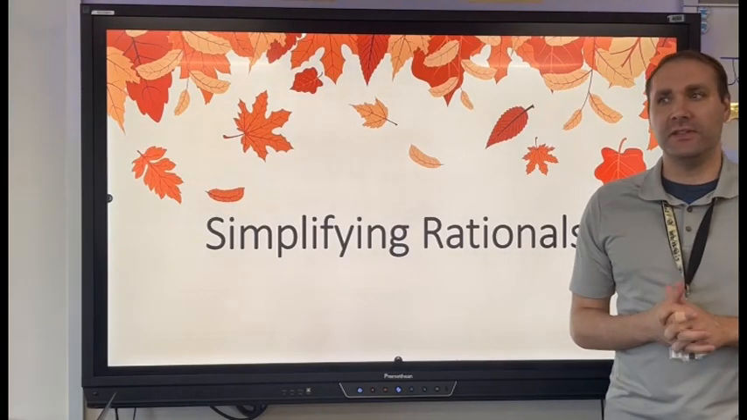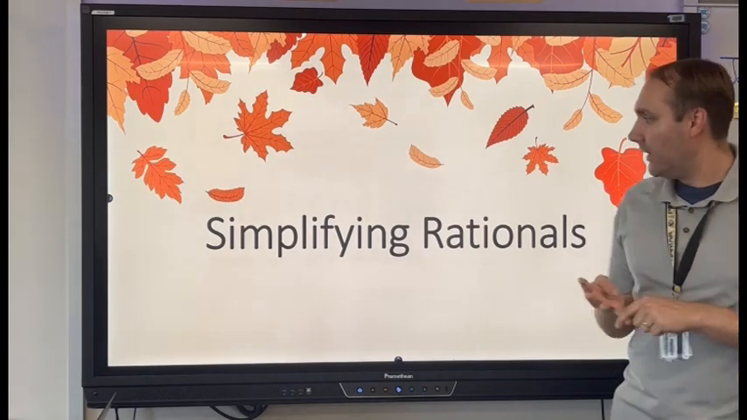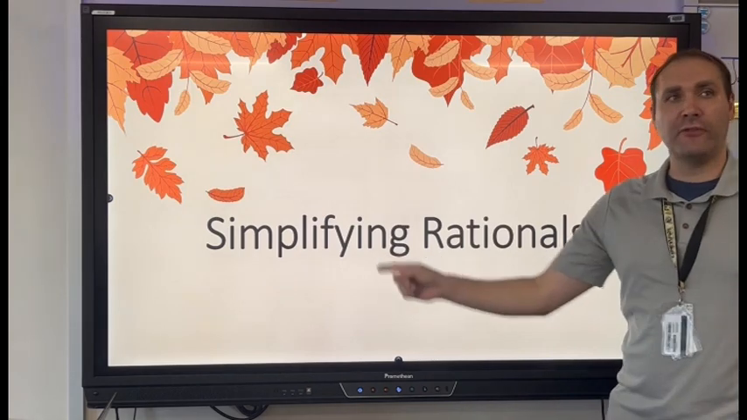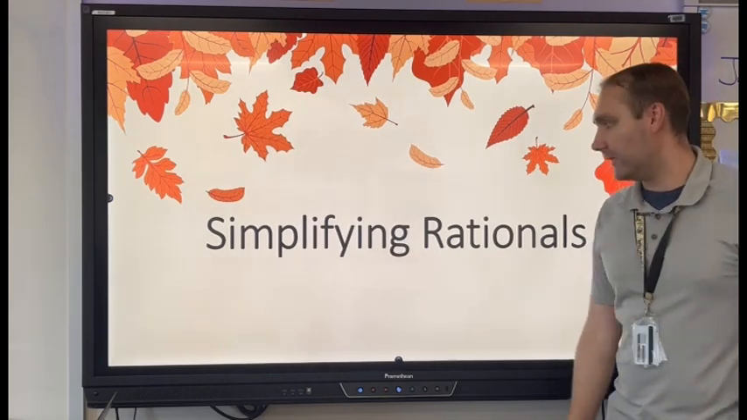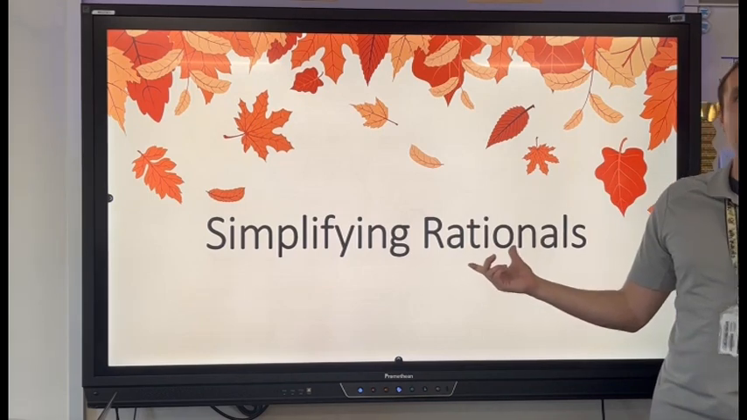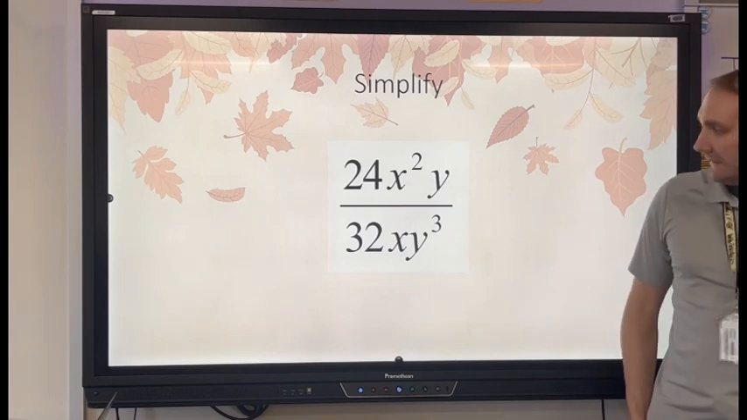Simplifying rationals, because this week we're going to look at adding, subtracting, multiplying, and dividing rationals. And again, once you do all those operations, what you want to do with all fractions is to simplify them. So this is probably the most important part because it involves everything from here on out. Being able to simplify a rational.